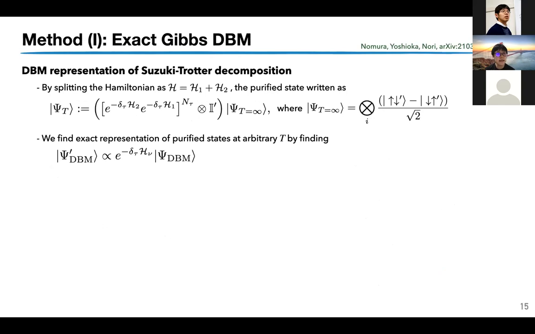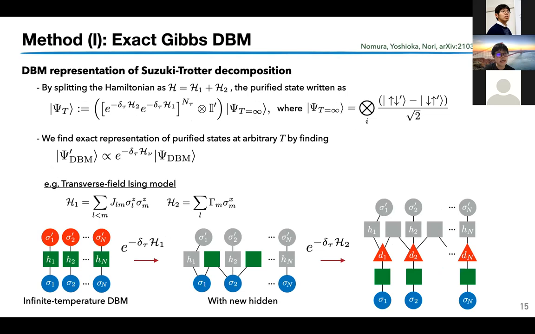Okay. I would not go into details, but the idea of the first method is to use the Suzuki-Trotter decomposition, for example decomposing Hamiltonian H into H1 plus H2, so that each evolution using H1 or H2 can be represented by adding and tweaking the network structure like this. For example, for the transverse field Ising model, the first step, the ZZ interaction, can be realized by adding some new hidden spins between the original spins. And the operation of the transverse field term can be realized by adding new deep spins in between the already existing spins and the other parts like this. So if you continue doing this, our network would grow like this.